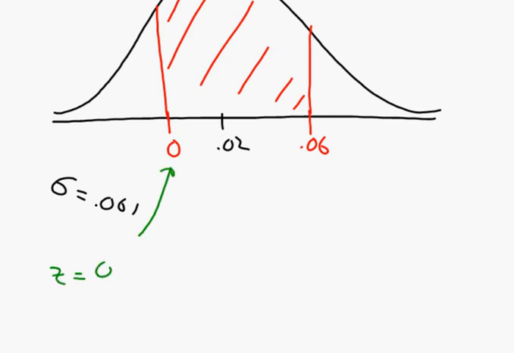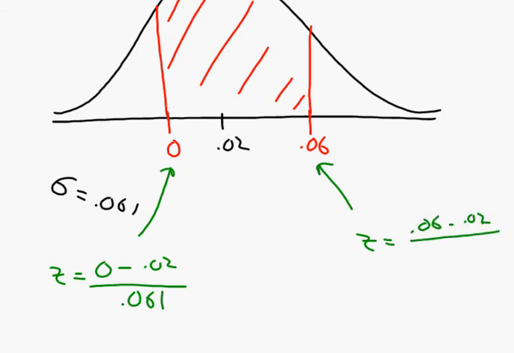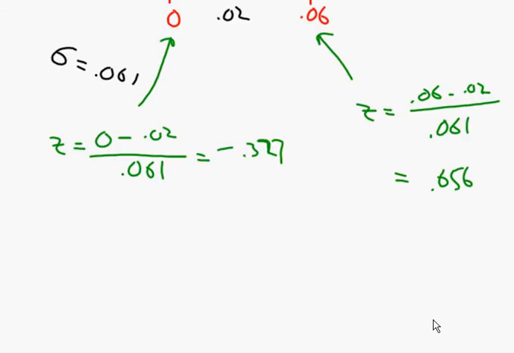So the z-score is 0 minus 0.02 over 0.061. And that's my lower z-score. My upper z-score is going to be z equals 0.06 minus 0.02 over 0.061, which gives us, in each case, negative 0.327, sorry, that's a sloppy 2, and over here, 0.656.